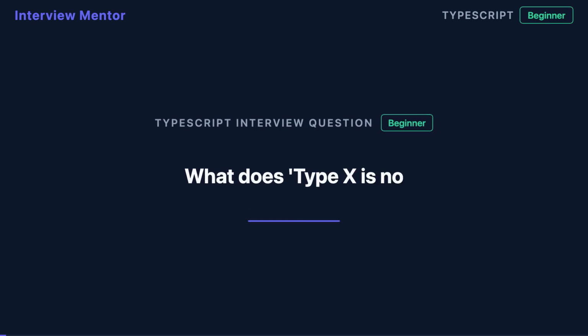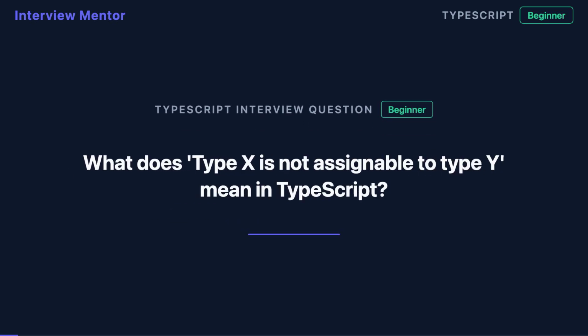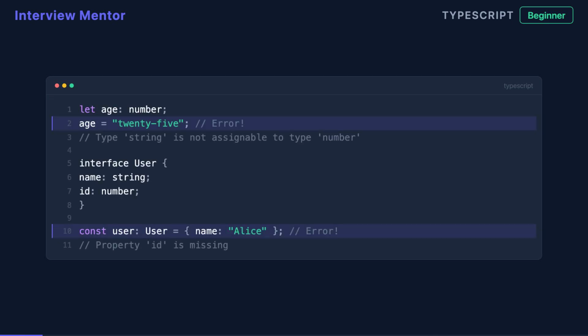Ever seen this cryptic error message and wondered what TypeScript is trying to tell you? Let's decode it. This error means you're trying to assign a value to a variable or pass it to a function, but the value's type doesn't match what's expected. It's a type mismatch. TypeScript is saying the shape or structure of your value is incompatible with the declared type. Think of it like trying to fit a square peg into a round hole.